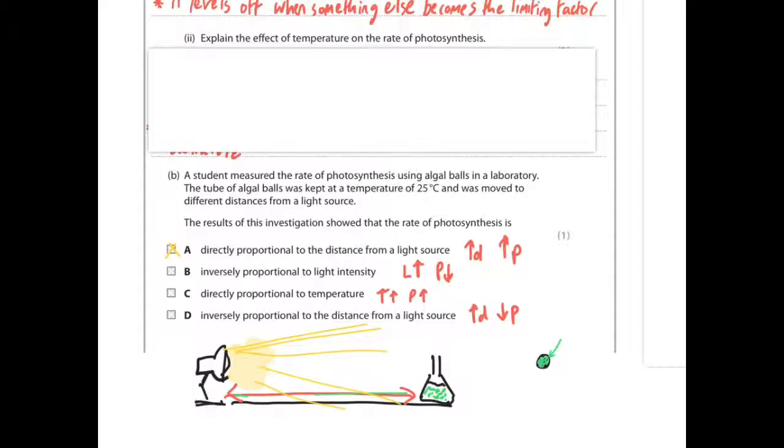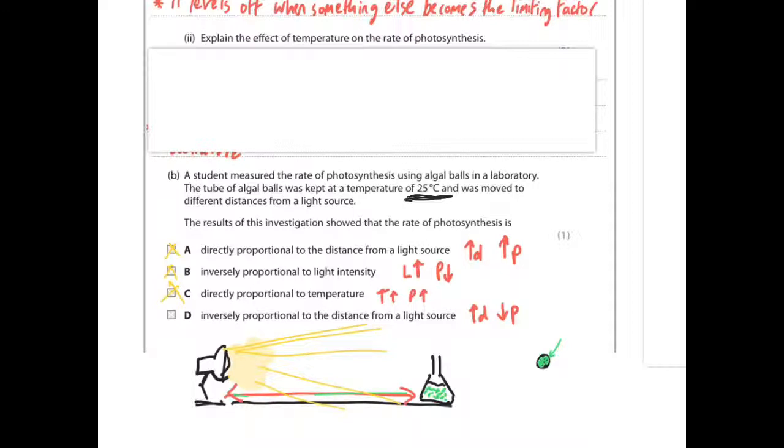Well, this is talking about distance, and this one doesn't factor in distance, so it's irrelevant. And also, it's not true. If light intensity increases, there'll be more light for photosynthesis. Directly proportional to temperature, well, we're saying that this was kept at 25 degrees Celsius. We're not changing temperature, so that's also irrelevant.